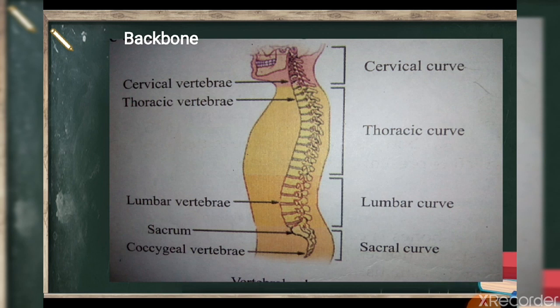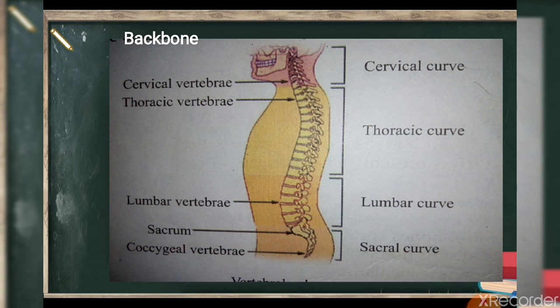Do you know about the spinal cord? The spinal cord is a rope-like structure inside your vertebral column. Okay, the skull is attached to the spine. Our skull is also attached to the spine or the backbone through these vertebrae.